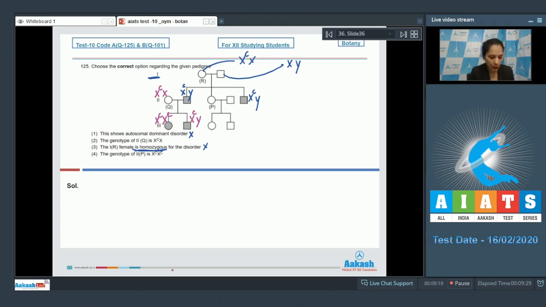Now you can see the options. Option number 2, the genotype of second Q is XCX. It is true. Fourth one, the genotype of second P, this one is XCXC. It is not possible. If it is XCXC, then this female should be affected, but here it is normal. So the correct option for the given question is option number 2.